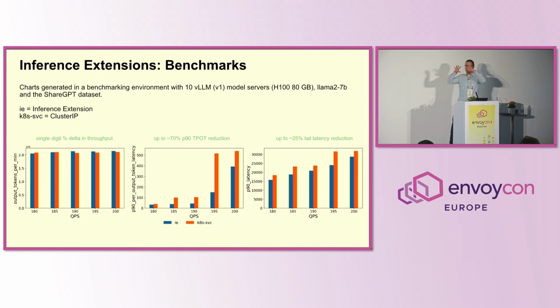And we can see that while the throughput largely remains unchanged, the thing that we need to call out is that there's no major penalty for doing this inference optimized load balancing. But we do see a very significant reduction in per output token latencies with the extension algorithm, and we also see significant reductions in tail latency, especially as you ramp up QPS.